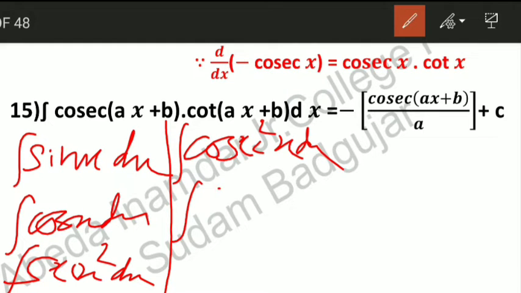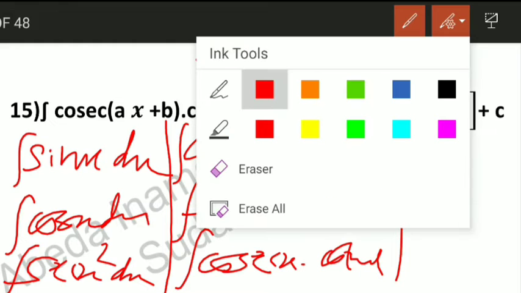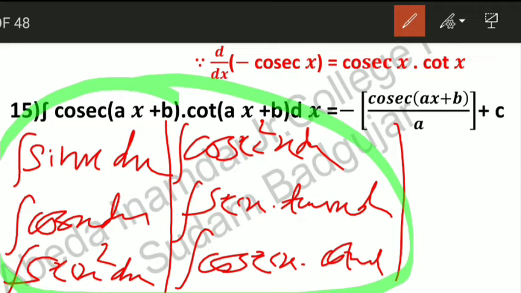Then we have integration of sec x tan x, then integration of cosec x into cot x. Now you have to observe all these 6 results. These results we obtain from standard formulas of derivatives. We get integration of sin x, integration of cos x, sec square x.